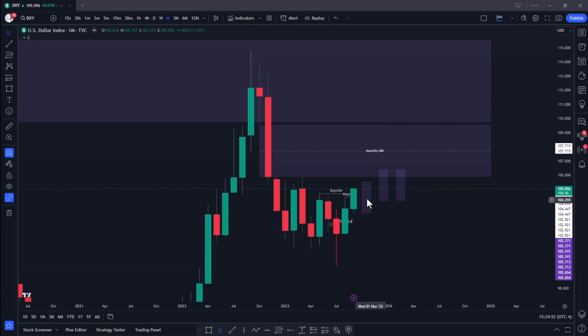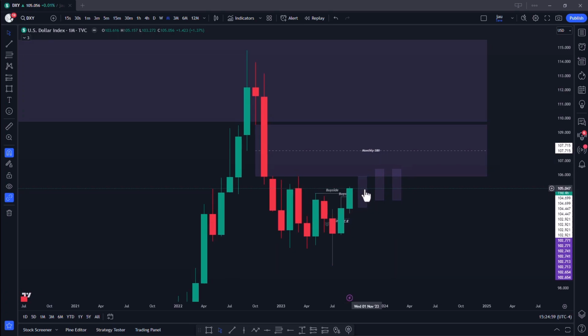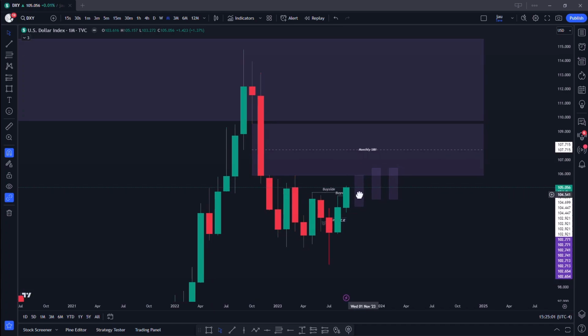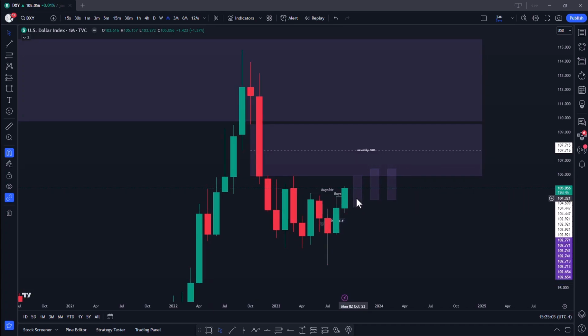So what I expect price to do now is, this being September, I expect October to also be bullish. I expect October to actually close above where we are in this month that we're in right now, in the month of September.